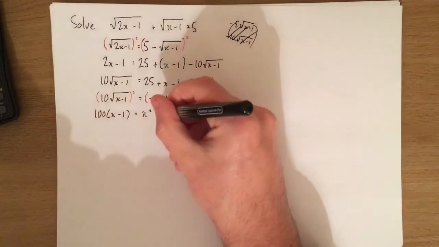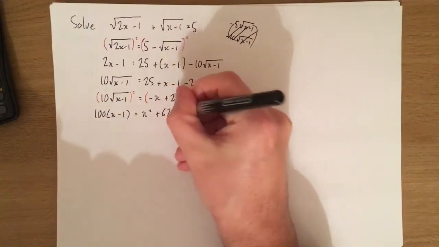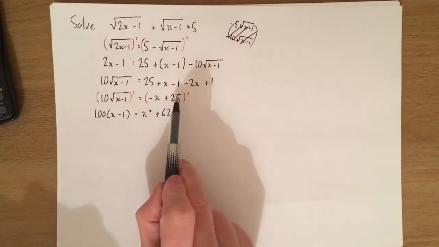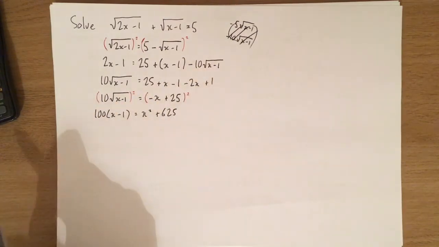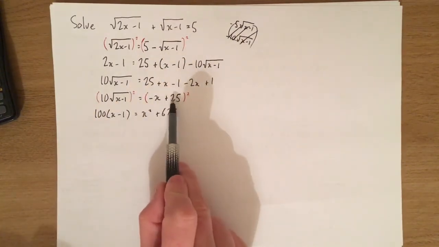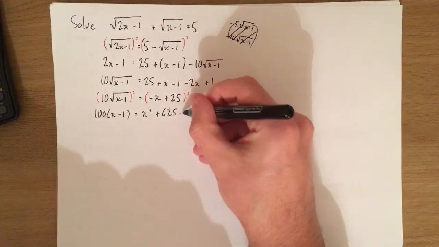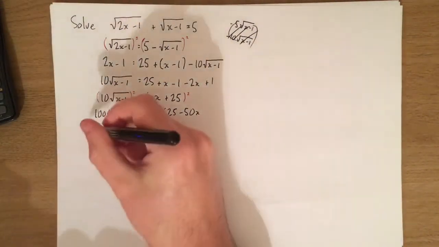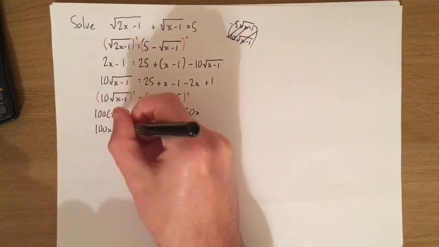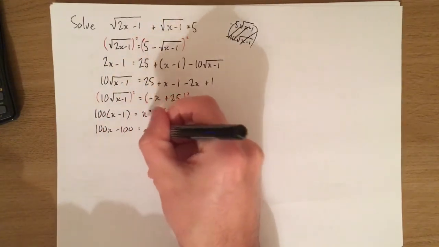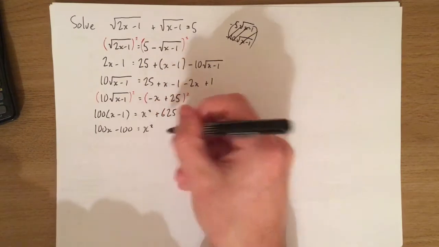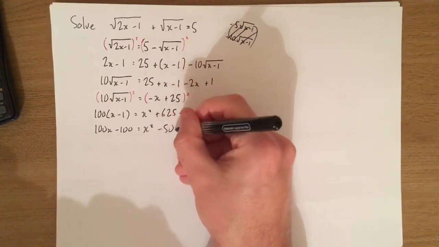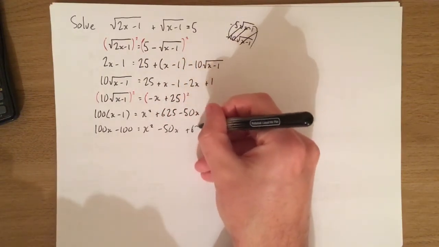Plus 625. And then don't forget your third term. So 25 by minus x is minus 25x, multiplied by 2 is minus 50x. Let's multiply the left hand side out. So 100x minus 100 equals x squared minus 50x plus 625.